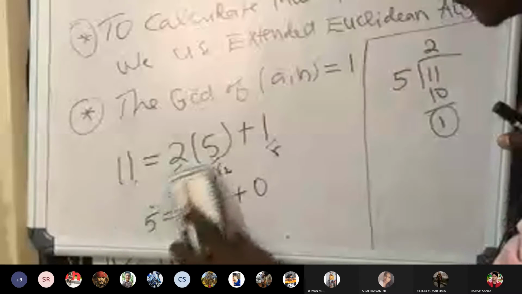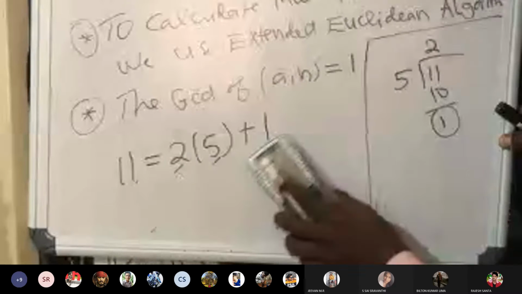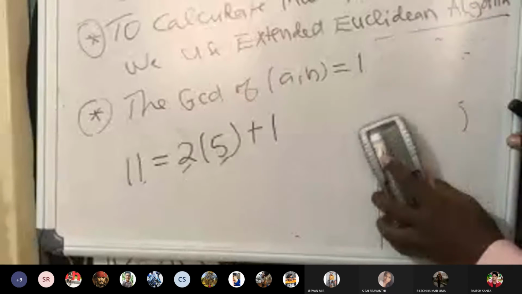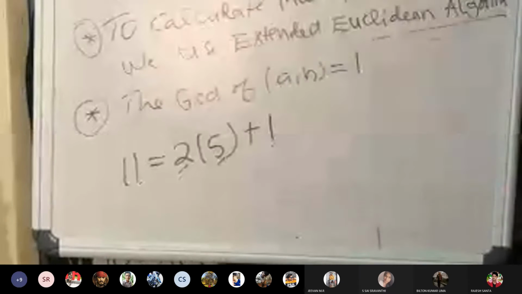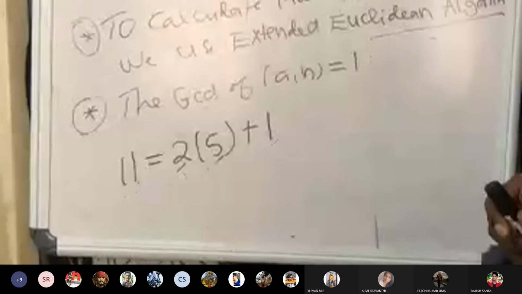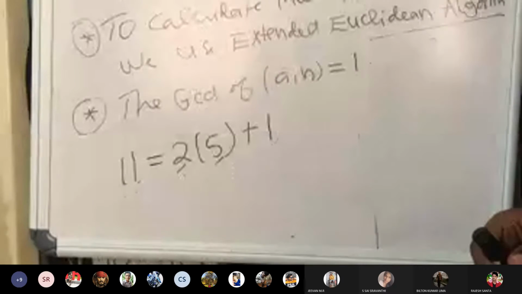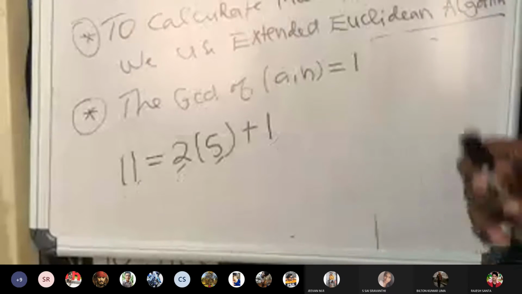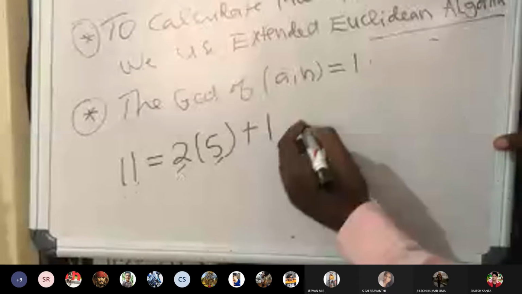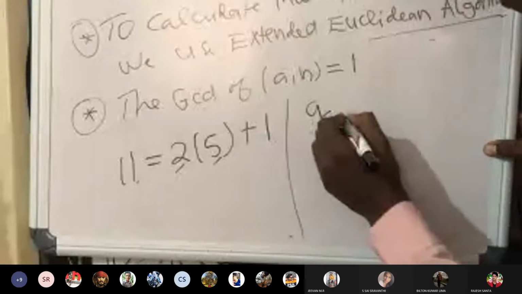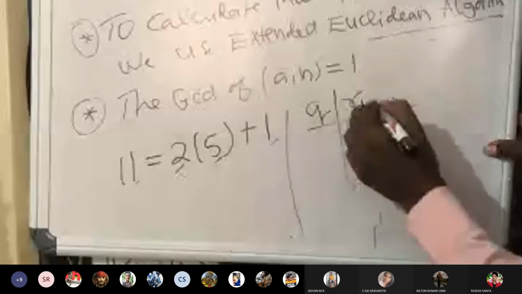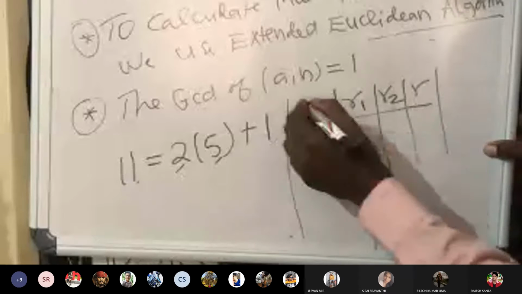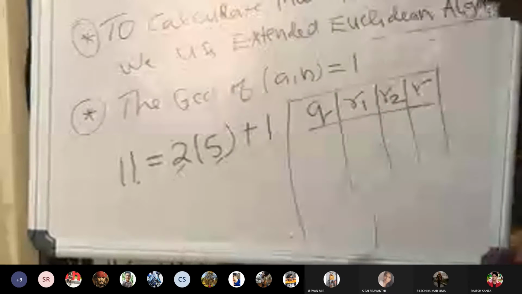Don't get lost here. In the extended Euclidean algorithm, keep in mind, let me draw it here so you can understand it. And we go in parallel. That's why I said you have to thoroughly understand this method. Let's come here. Here we have Q, R1, R2, and R.